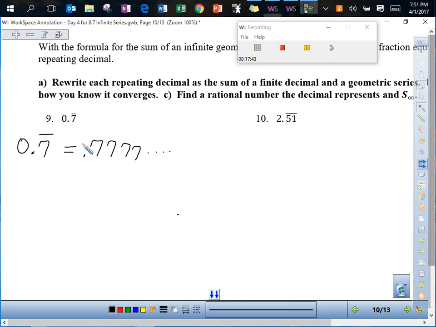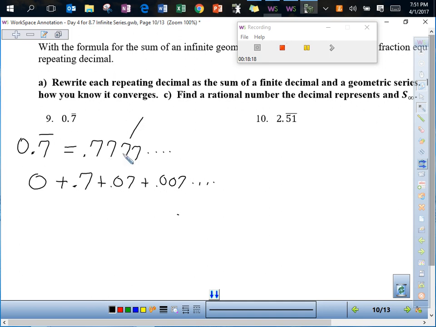This thing has a 0 out front, so I'm going to have a 0 plus. Now here's where the trick comes in. This is really 0.7 plus 0.07 plus 0.007, and I can do that forever. I got 0.7, and then to get to this 7, I need a 0.07. To get to that one, I need a 0.007.